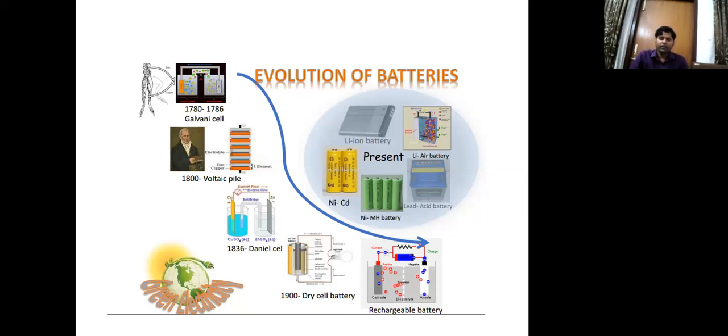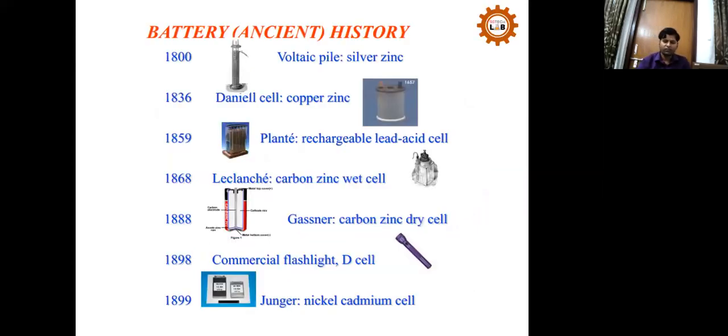You can also see some of the batteries I'm showing on top: nickel cadmium, lithium ion, then lithium air, lead acid batteries. These batteries we use frequently, as you have seen, in our laptops, in our mobile phones, or any places. I will talk about some more batteries and how it started. I have already told you it started around 200 years back.